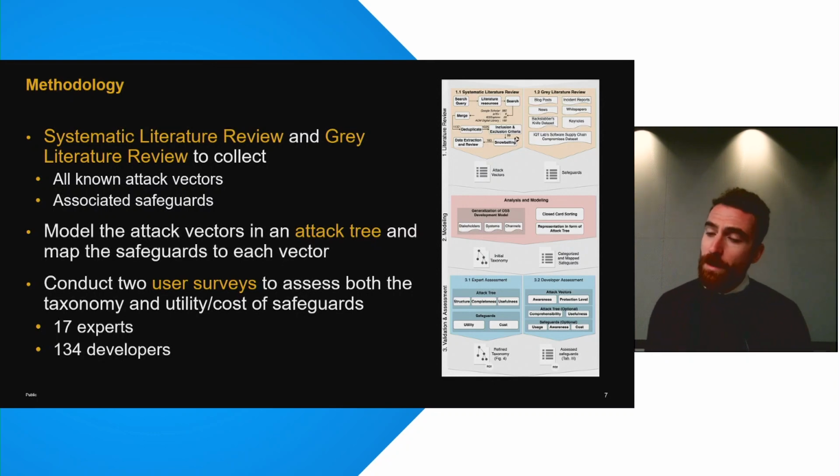The second step was to model these attack vectors, and we adopted the semantics of attack trees, which are structures that have an offensive point of view, describing how attackers conduct attacks. At the root node, we have the general goal of the attacker, and the following child nodes are refinements of this goal. Finally, we conducted two user surveys to assess both the taxonomy and the utility and costs of the safeguards. These surveys involved 17 experts and 134 developers.